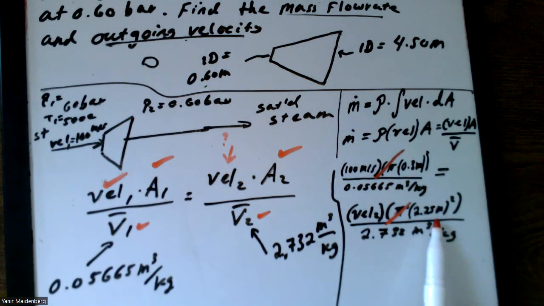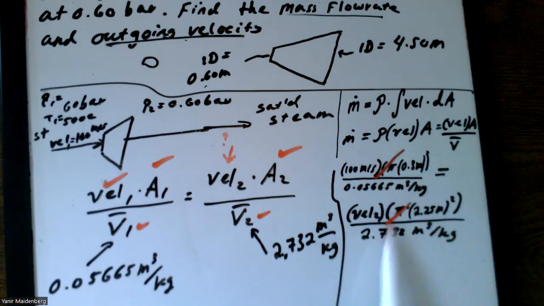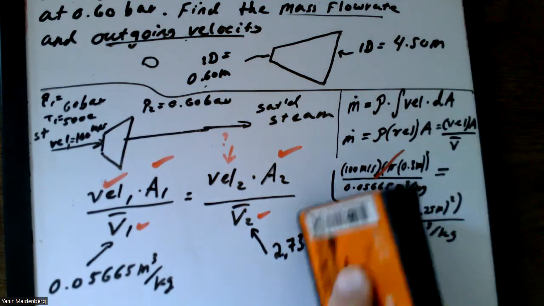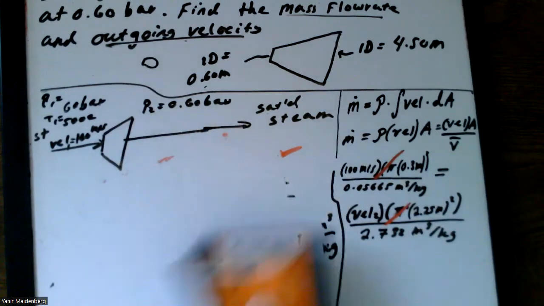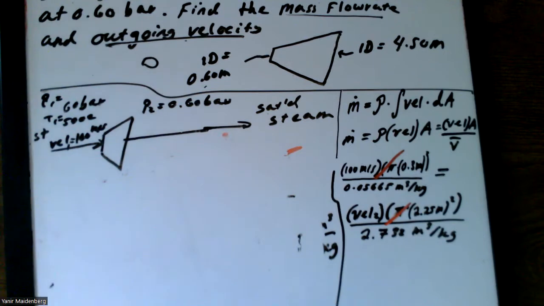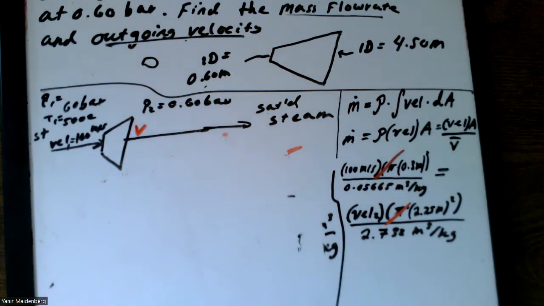This area is in meters squared. This velocity will end up being in meters per second because it's going to be whatever that is. And these two specific volumes are meters cubed per kilogram. Okay, so I'm going to punch that all into the calculator. Okay, and I'm going to write here our second velocity as a result, and I'm going to write that in red here. We know here that based on that equation, velocity 2 is 85.7.